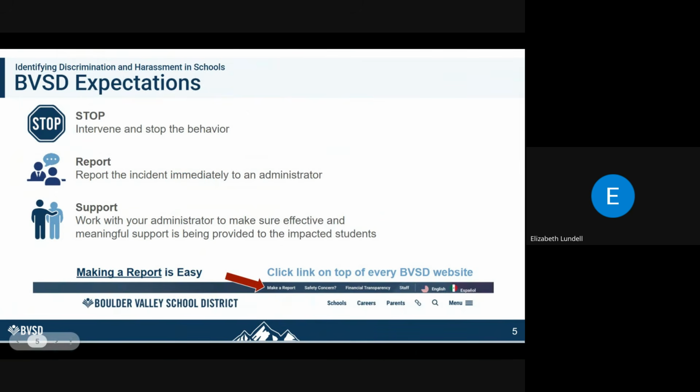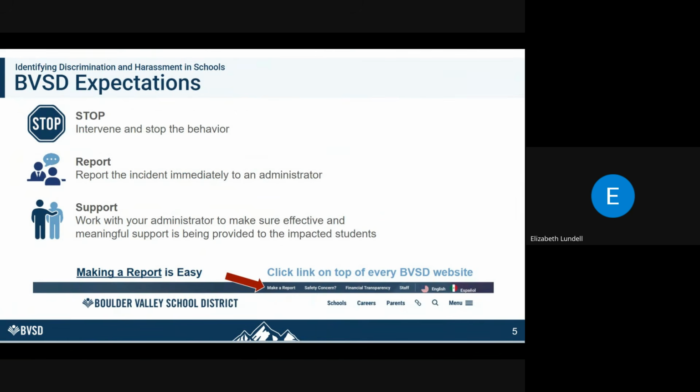While federal law shapes much of the work we do in BVSD, this particular training is specific to Colorado law and how Colorado law intersects with how we at BVSD keep students safe and create spaces where all students feel they belong. Before we dig into the CDE training regarding Colorado law, we want to first share with you BVSD expectations when incidents of discrimination, harassment, and bullying occur.